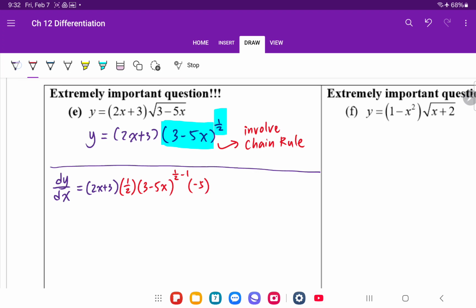Now, this is only the first part of the product rule. Then we plus. Now, the second half, you reverse the order. You keep the second factor, 3 minus 5x square root. There's a reason why I wrote square root rather than power half. Take note. I'm going to write the square root, the original way of writing, because later on we need this format. So rather than writing the power half, let's straight away just write square root 3 minus 5x.